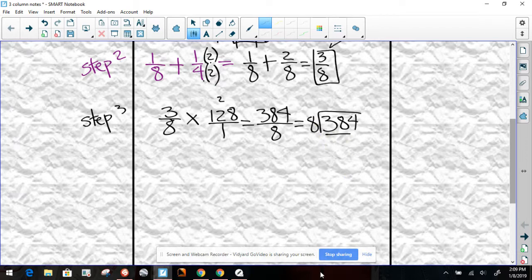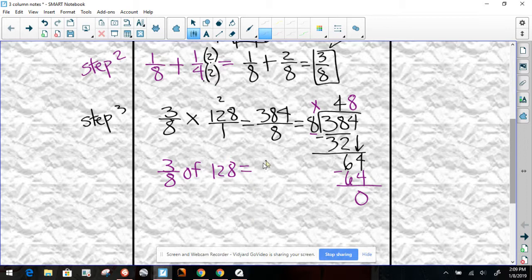8 goes into 38 4 times. 4 times 8 equals 32. Subtracting 32 from 38 equals 6. Lower the 4. Now you ask yourselves, how many groups of 8 can you make out of 64? The answer is obvious, it is 8. 8 times 8 equals 64. So we have a remainder of 0. Let me rewrite this. We know now that 3/8 of 128 flowers equals 48.